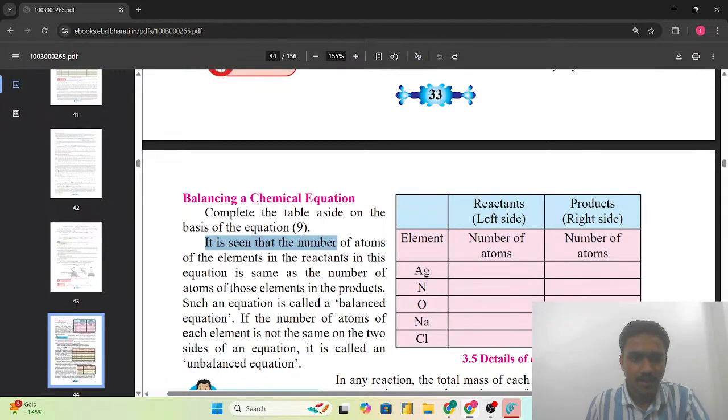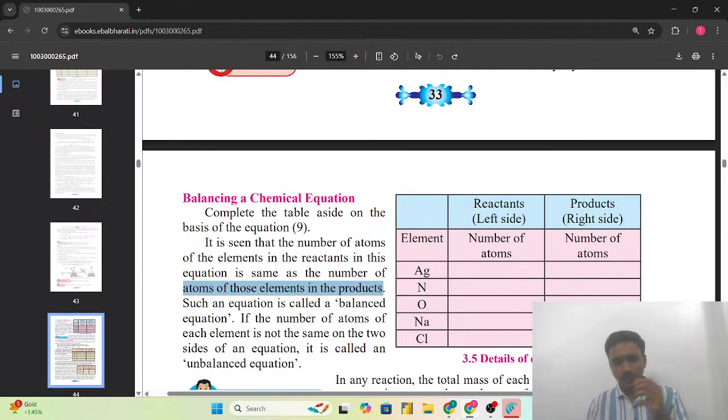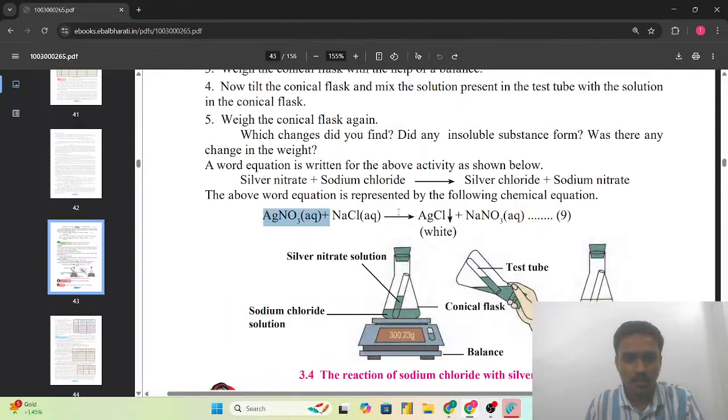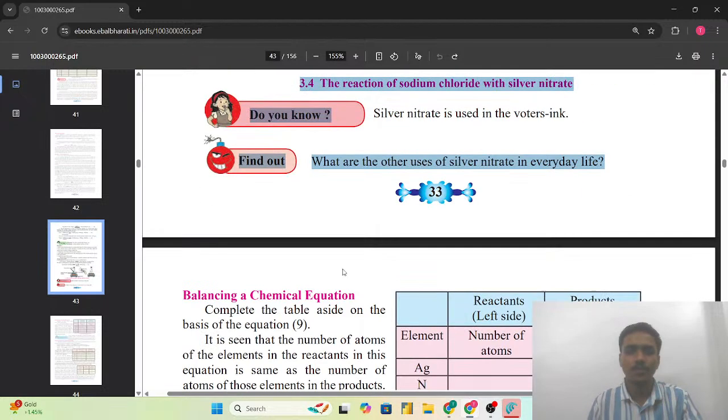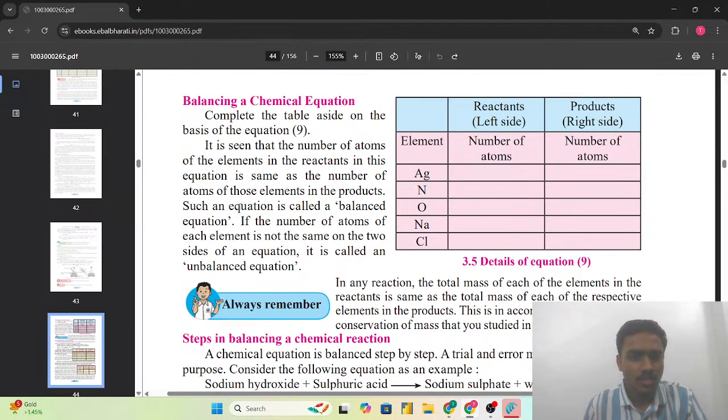So it is seen that the number of atoms of the elements in the reactant in this equation is the same as the number of atoms of those elements in the products. मतलब जो रिएक्टेंट साइड में जितने नंबर्स ऑफ द एटम्स, जो रिएक्शन केमिकल इक्वेशन हमने देखी थी, इसके लेफ्ट हैंड साइड में जितने प्रेजेंट हैं उतने ही राइट हैंड साइड में भी हैं. So such an equation is called a balanced equation, और इसी इक्वेशन को बैलेंस्ड इक्वेशन कहा जाता है.